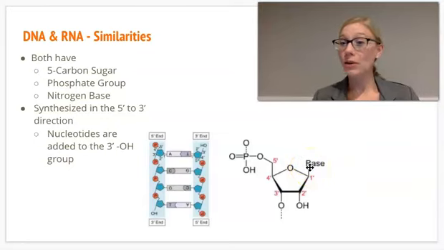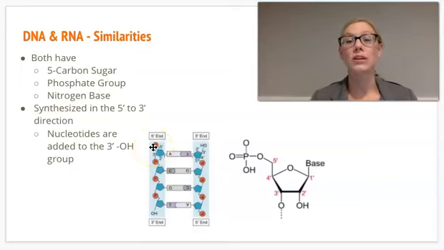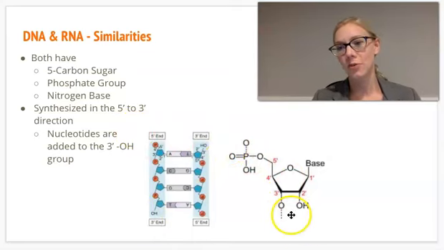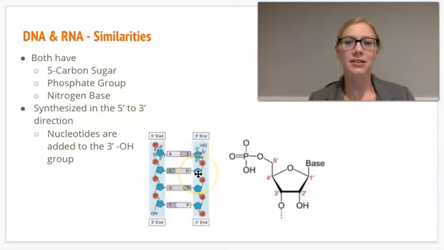They're always both going to be synthesized in what we say is the 5' to the 3' direction. That means we're always going to add our nucleotides to the 3' OH group on your molecule. So you'll notice your 5' end is the end with your phosphate group, and your 3' end is your end with your OH group. So they're always going to add to this 3' end. That means we're going to synthesize DNA, that's double-stranded, in opposite directions at the same time when we get to that point.